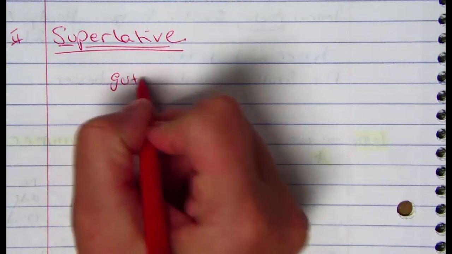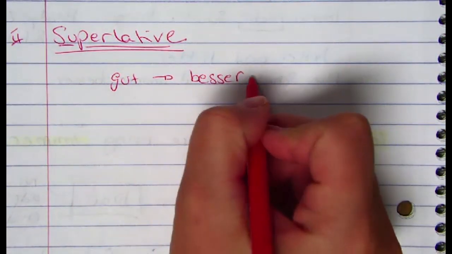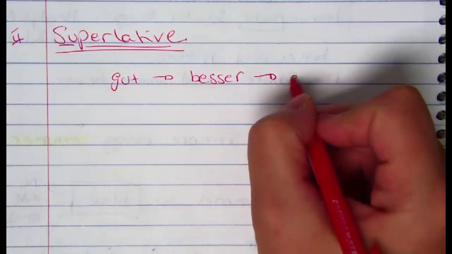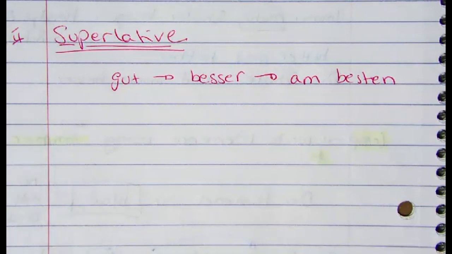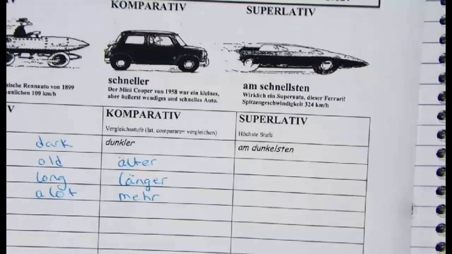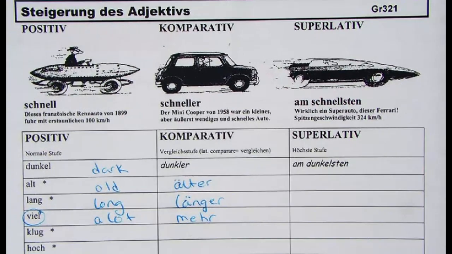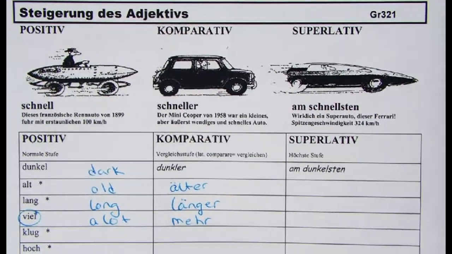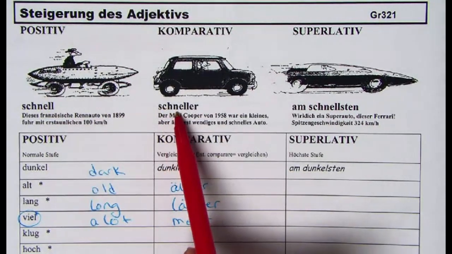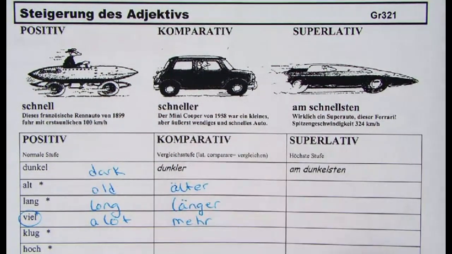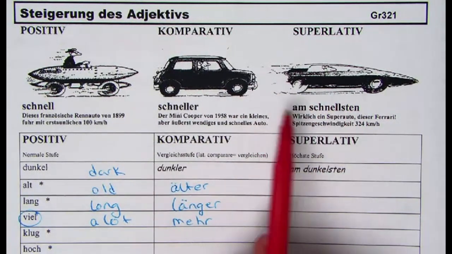So we have gut. Then comparative was besser. And the superlative form was, or is, am besten. Okay, am besten. I want you guys to look at this handout again. So take this out of your folder, pause the video while you go and find it. So we'd gone through and we talked about schnell and schneller, and you guys went through and did all of the different forms of this. What you're now looking at is am schnellsten.